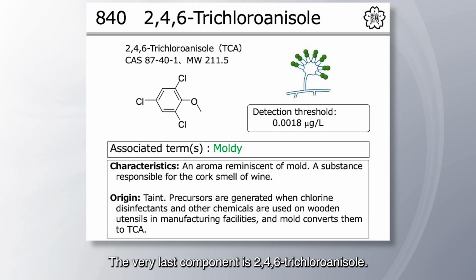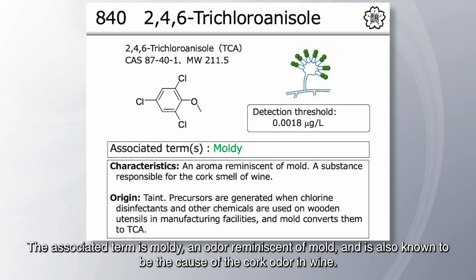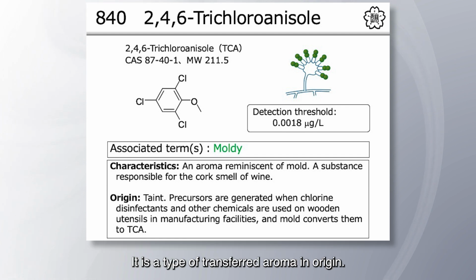The very last component is 2,4,6-trichloroanisole. The associated term is moldy, an odor reminiscent of mold, and it is also known to be the cause of the cork odor in wine. It is a type of transferred aroma in origin.